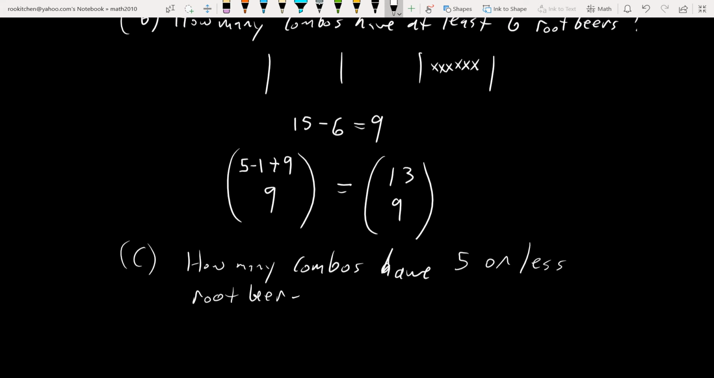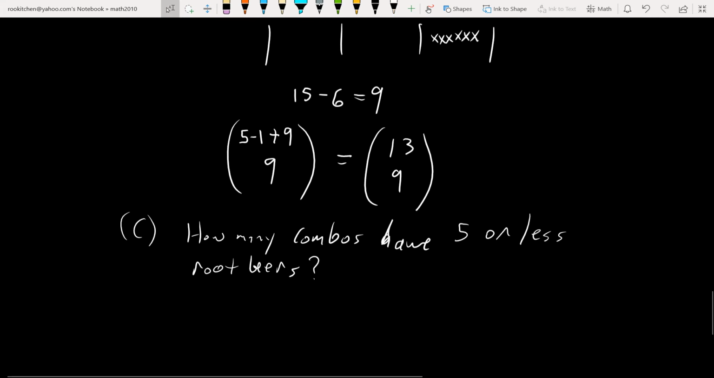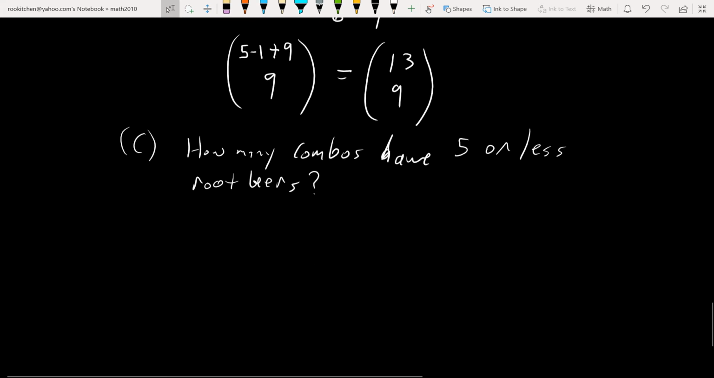It seems like a little bit harder of a problem, but the way you're going to do it is to say, all right, 5 or less is just the difference between the total number of combinations and the number with 6 or more.